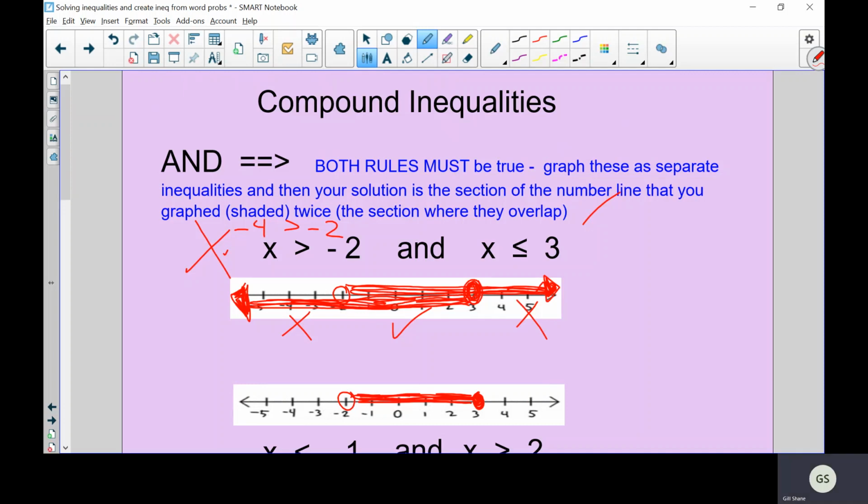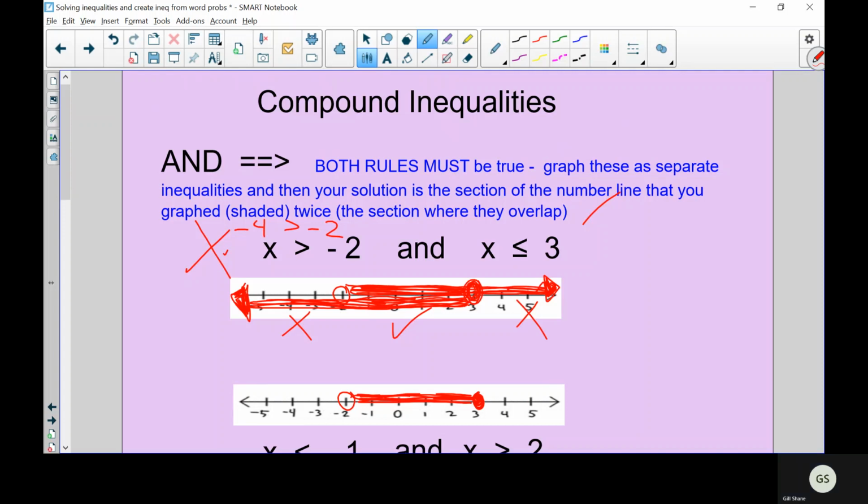Visually, how many times did I shade this section? No, I shaded it once, right? I shaded underneath. So I shaded it once. How many times did I shade this section? I shaded above. Did I shade below? Not on the far right, I didn't. This section, though, I shaded above for the first inequality, and I shaded below. They overlap. Those lines overlap. That section was shaded twice.